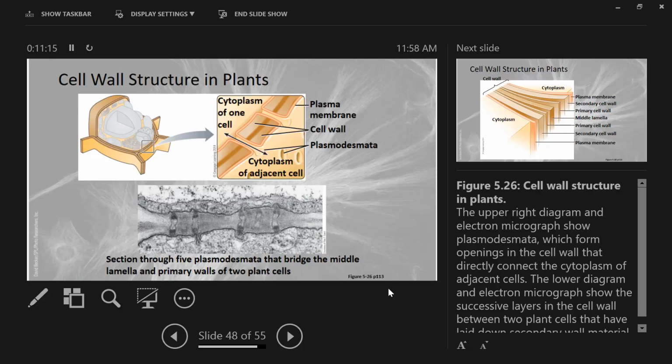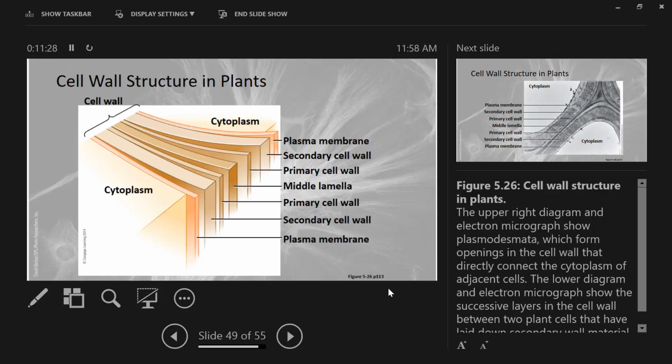So here are the plasmodesmata, these gap junctions penetrating through the cell wall to connect the cytosols of adjacent cells. And then here, if you look at the cell wall, you can see primary cell wall and secondary cell wall, the middle lamella. Okay, just this really robust structure that really does a good job of resisting change.